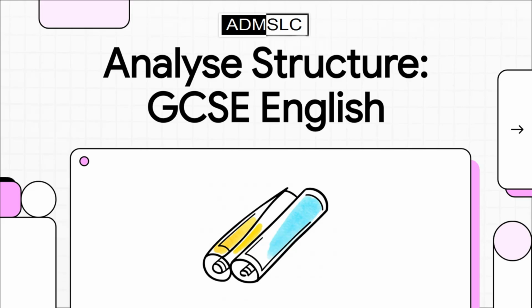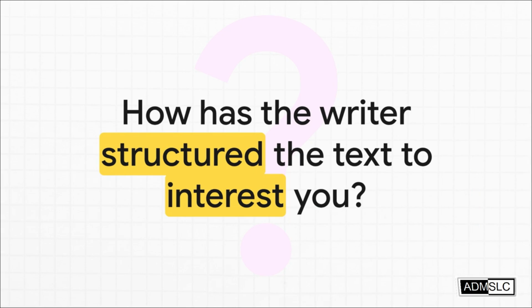Today we are going to crack one of the trickiest codes in the entire GCSE English language paper. Yep, we're talking about structure, the one question that can really make the difference between a good grade and a truly great one. How has the writer structured the text to interest you as a reader? Sound familiar? This is question 3 on paper 1, and for so many of us, this is where a bit of panic can start to creep in.